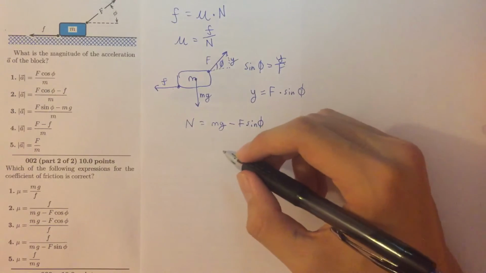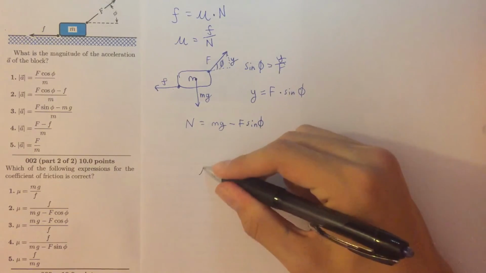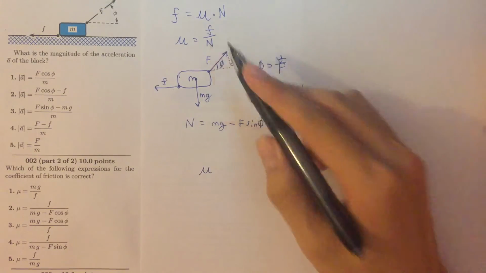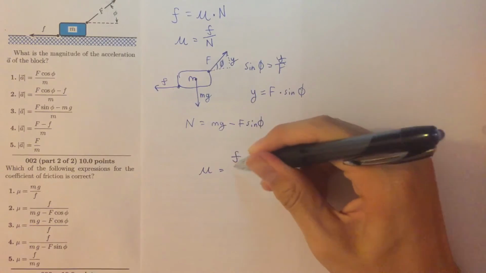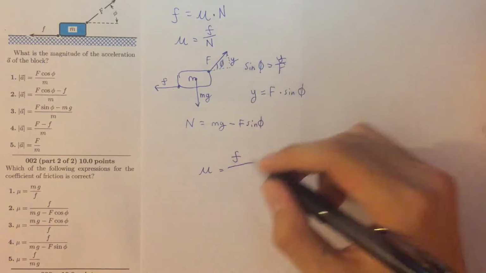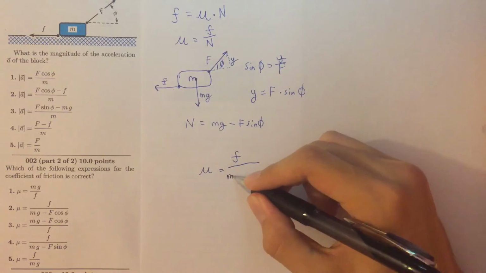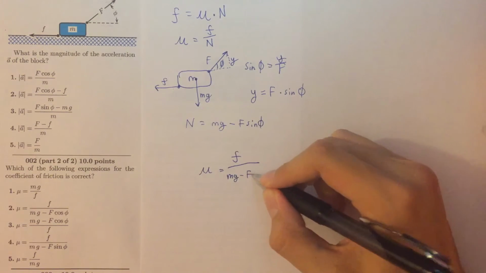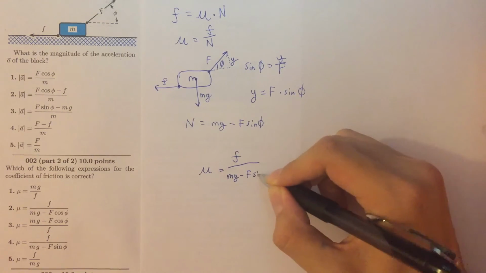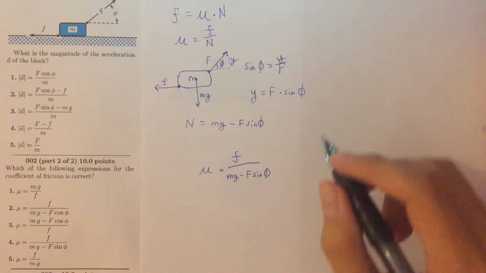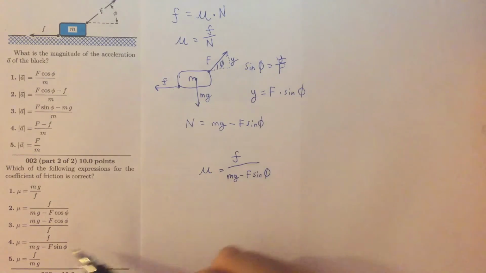So now we know that our coefficient of friction is equal to the frictional force divided by normal force, which is equal to mg minus F times sine of the angle. And so we know that the answer is number 4.